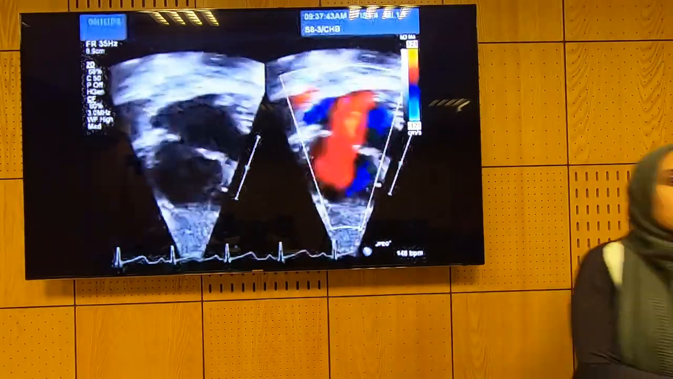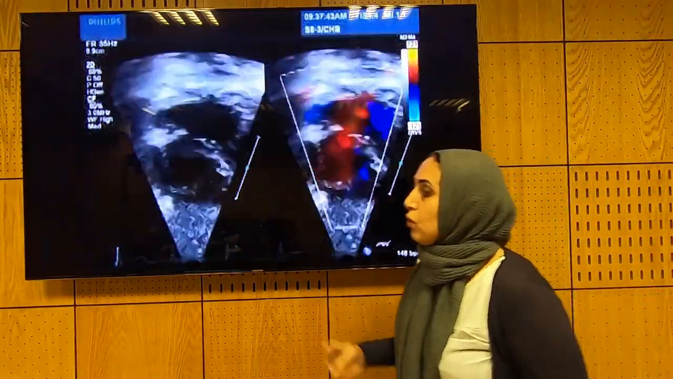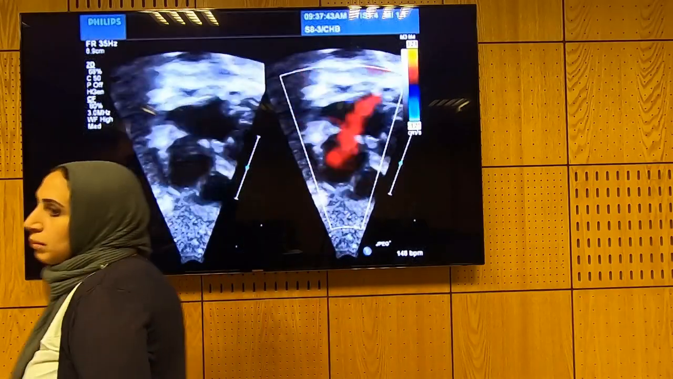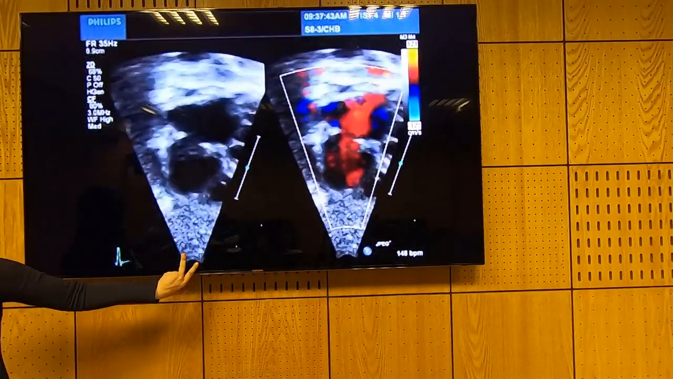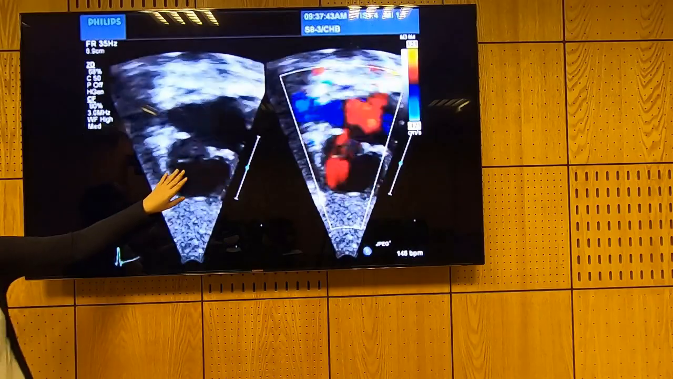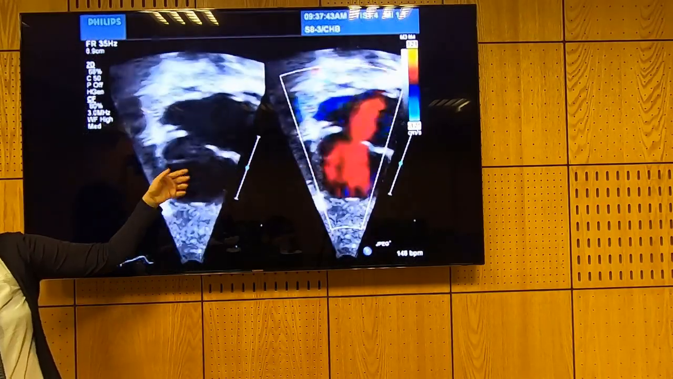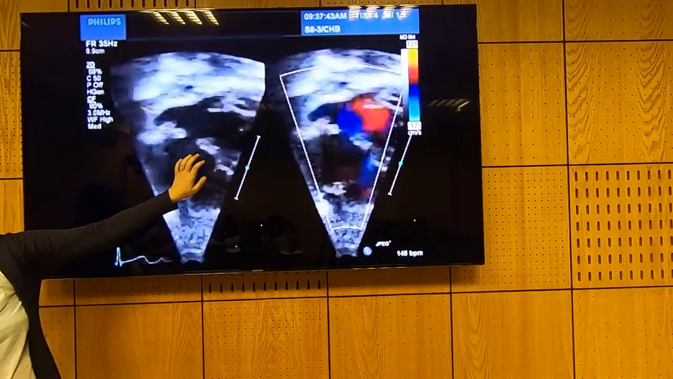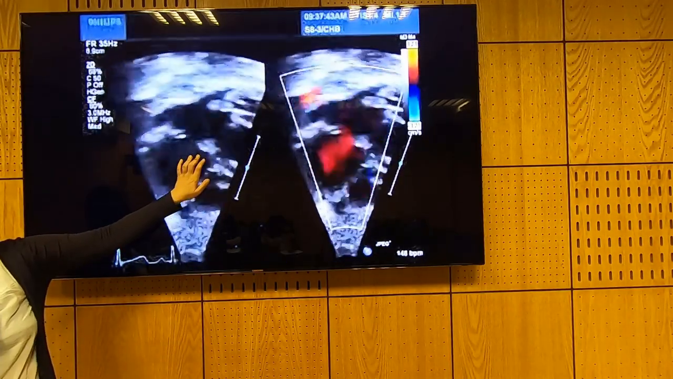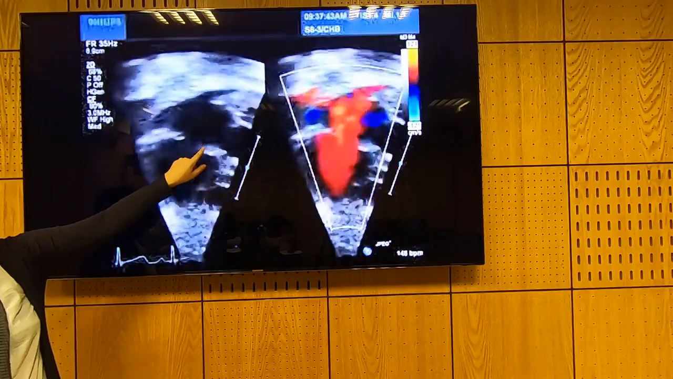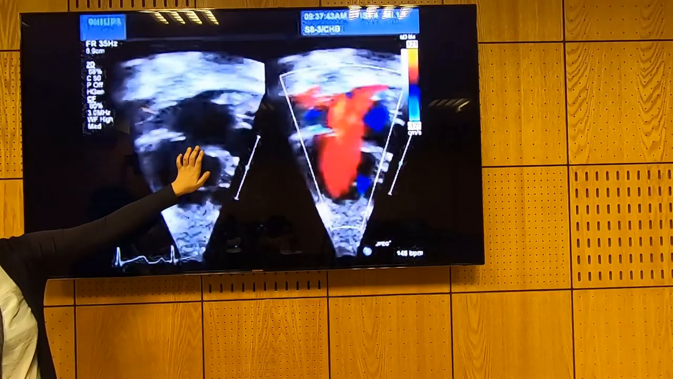This is a view. Where is the probe? Above the flue. Right. This is because the neck is here. And this is the left atrium and this is the right atrium. Between both of them, what do we have? We have a connection, or a hole in the atrial septum.